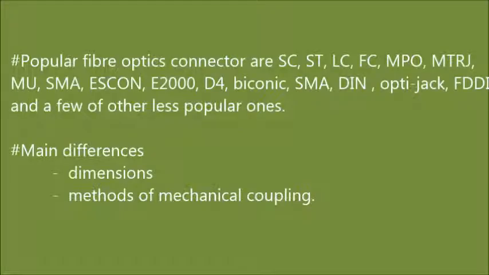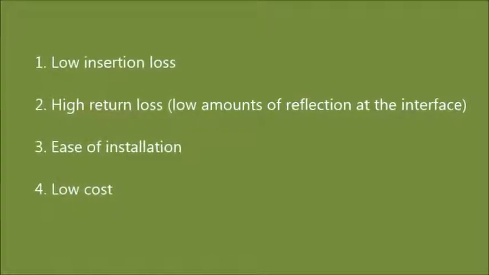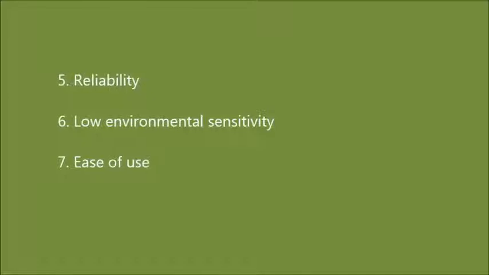There are some common fiber optic connectors used nowadays, such as SC connector, ST connector, LC connector, FC connector, and so on, and a few other less popular. The main differences among the fiber optic connectors are the dimensions and the methods of mechanical coupling. There are some features of good connector design, which are low insertion loss, high return loss, ease of installation, low cost, reliability, low environmental sensitivity, and ease of use.